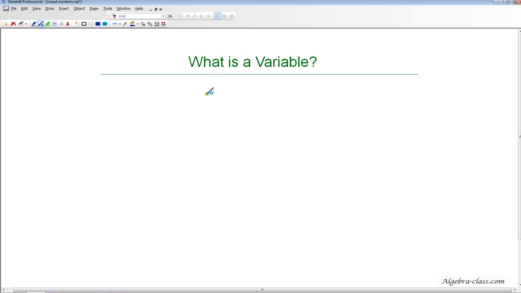You're used to multiplying numbers like 2 times 3. So this is a numeric expression. You know that 2 times 3 is 6.